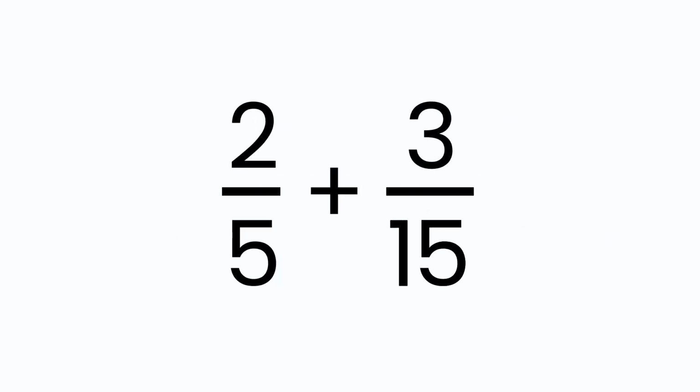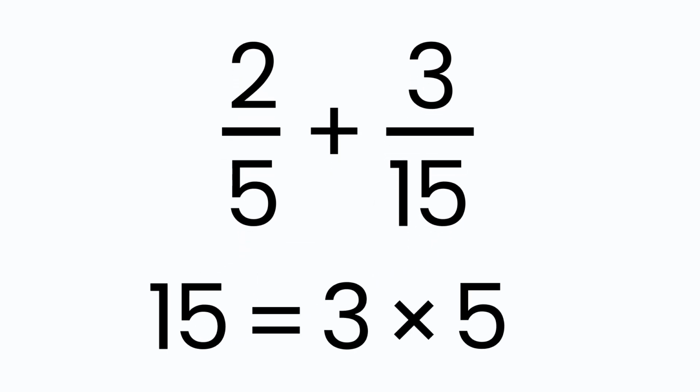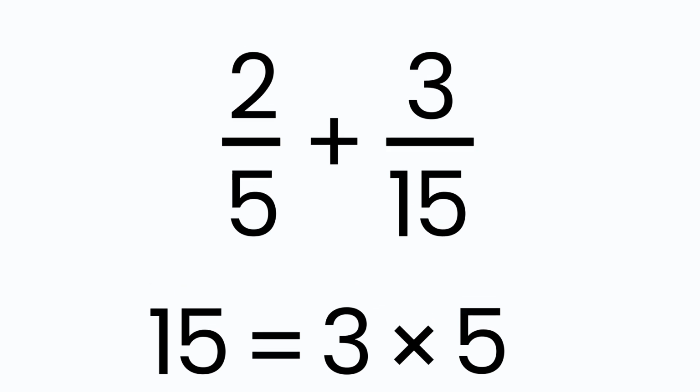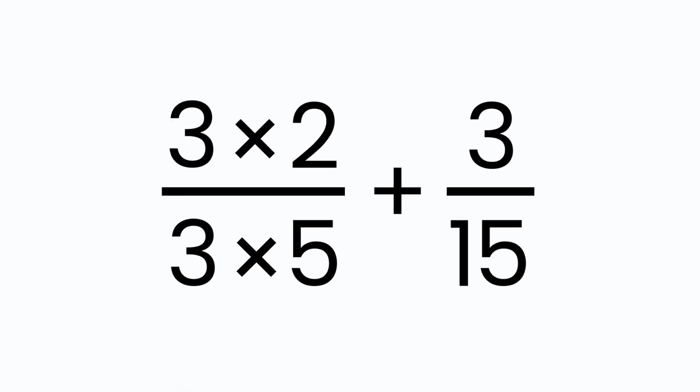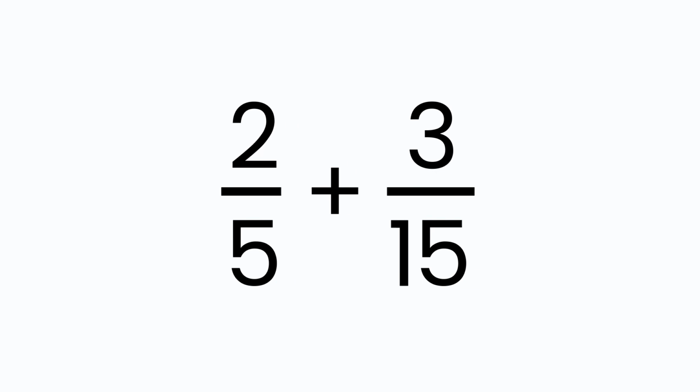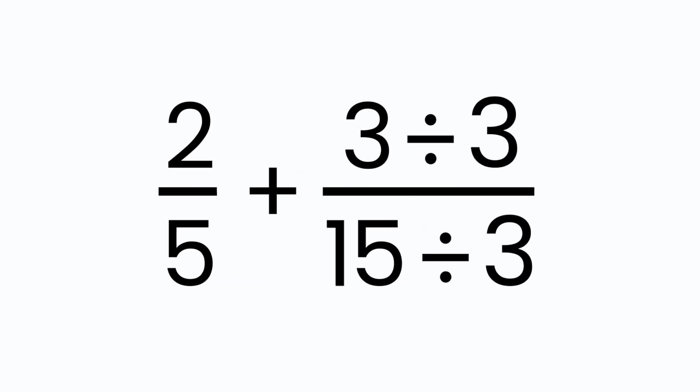Let's start with 2/5 plus 3/15. By looking at the denominators, you can see that 15 is 3 times 5. So, you can expand the first fraction by 3. But the second fraction could also be reduced by 3. When reducing, the numerator and denominator become smaller, which is easier to work with. So, in this case, you should choose to reduce the second fraction.